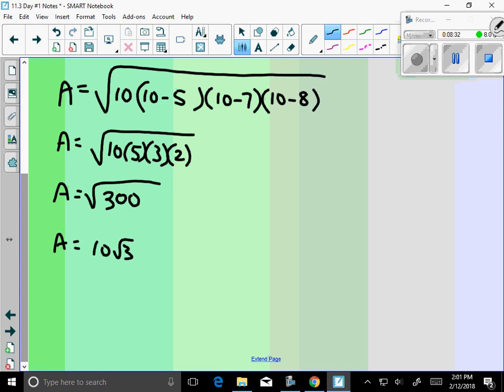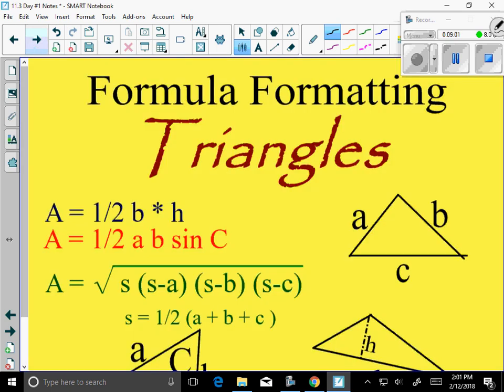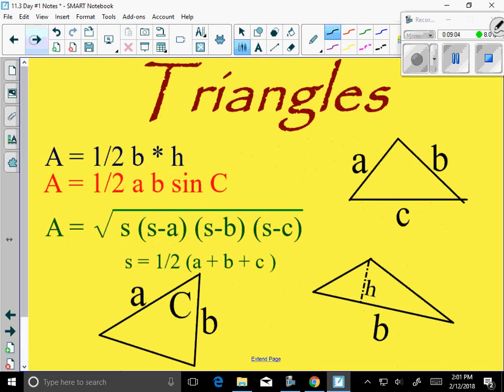So I'm thinking 17 point something. Somebody confirm. 10 root 3. You could leave it like that. Or 17 point what? Somebody got it out there? 3.2. Units squared. If there's no units attached, I'm okay with you just making up units as long as they actually exist. Okay, I had some kid put like pigs squared. I'm like, no, centimeters, meters, inches, feet, whatever. Okay, cool.